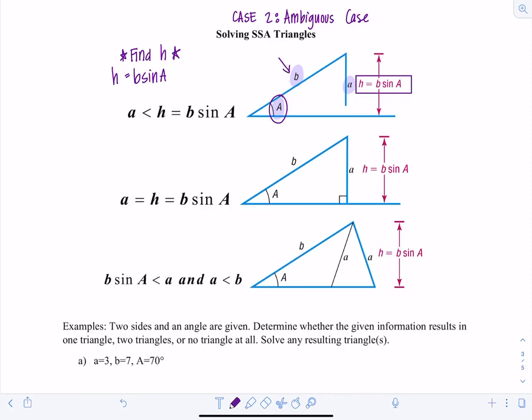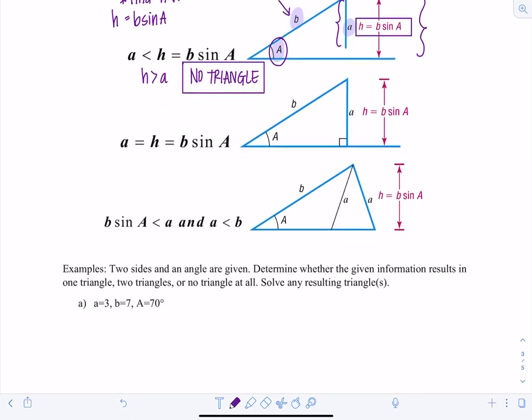What you need to do is once you find H, determine which scenario you're in. So if H, the height here, is larger than the side A that you're given, then there's no triangle, right? So if H is bigger than A, then there's no triangle because the side A isn't long enough to connect. So this is one possibility. No triangle. That's actually the easiest, then you have nothing to do. All right, if H is equal to A, then you have one triangle. Also, if H is smaller than A, but it's larger than the other side given, you still have only one triangle. So you are able to make a triangle and there's only one.